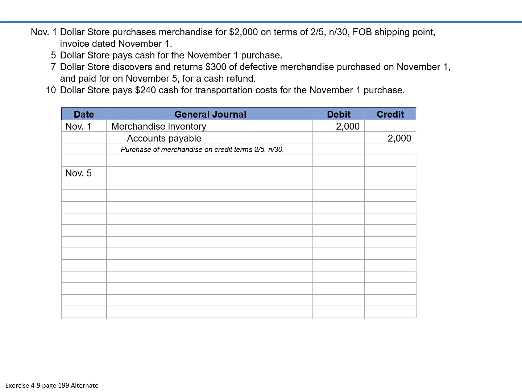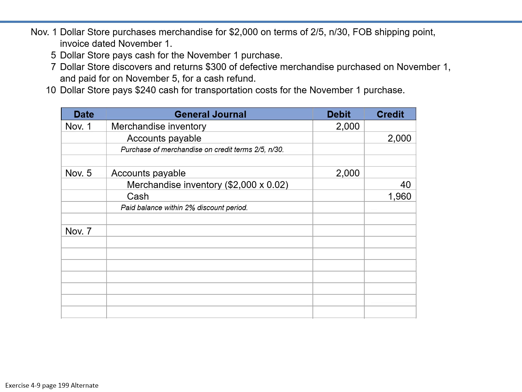Then they're going to pay for the goods on November 5th, so they get to take advantage of the discount. So we're going to record an accounts payable decrease for the whole $2,000. We're going to reduce our merchandise inventory for the discount that they've taken, $2,000 times 2%, or $40. And then we're going to pay them cash of $1,960.